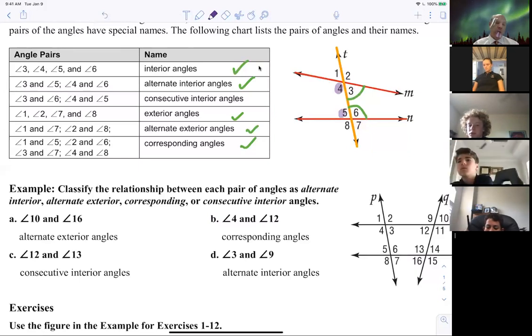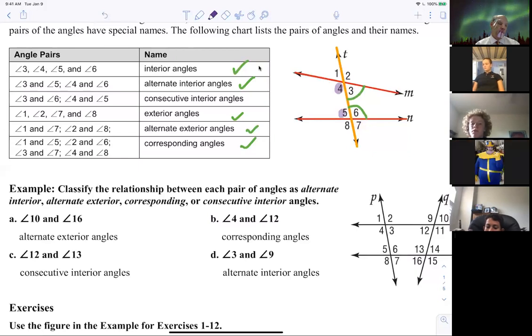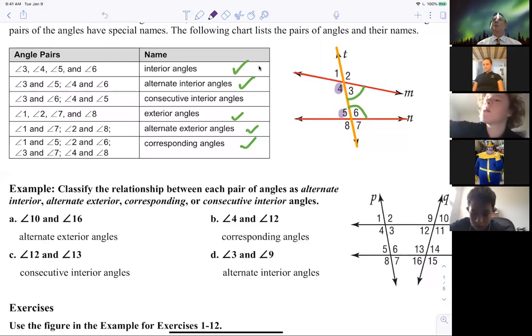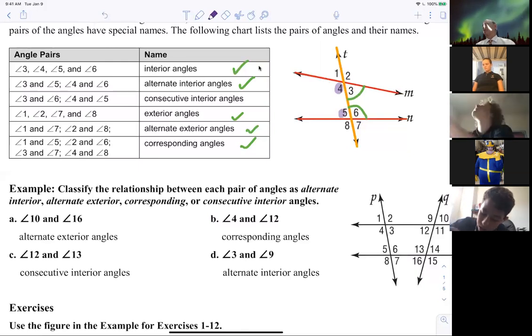Does anybody have any questions with that? Yes, sir. Now that's something I didn't mention, correct? Yeah, so believe it or not, we don't really talk about consecutive exterior. You with me? I don't know why exactly. If you're talking about consecutive interior, you should be able to talk about consecutive exterior. But for whatever reason, I have no idea why they didn't say that.